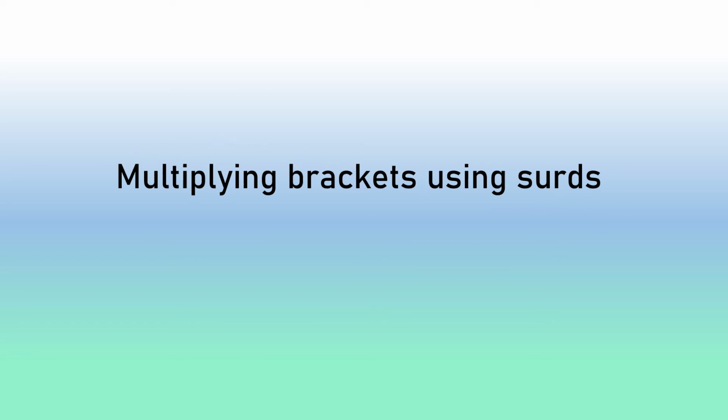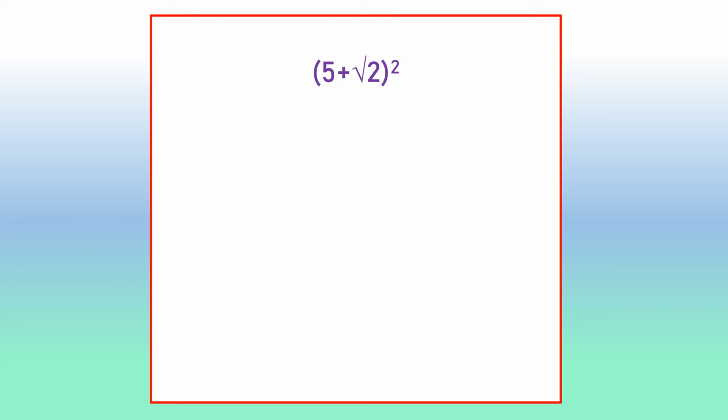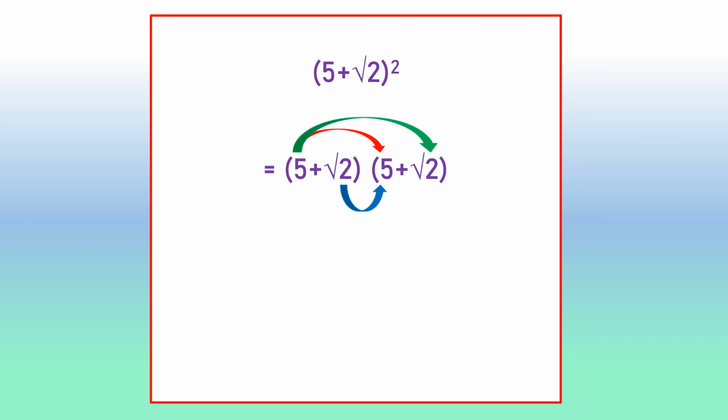So finally, we're going to look at multiplying brackets using surds. So here's an example. Do you remember when you get a bracket and you square it, you have to write the bracket out twice? And we're going to use FOIL or whatever method you want to use to multiply out all the parts of the brackets to give you 4 different parts. So the 5 times 5 gives you 25. The green, 5 times root 2 is 5 root 2. The blue part is again 5 root 2, and the orange part, the orange arrow, is root 2 times root 2, which if you remember gives you 2.